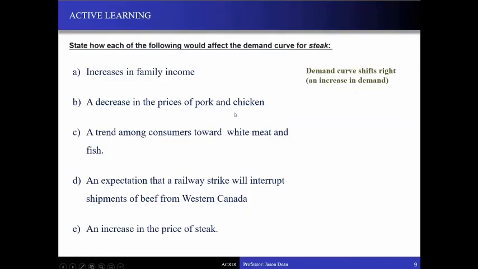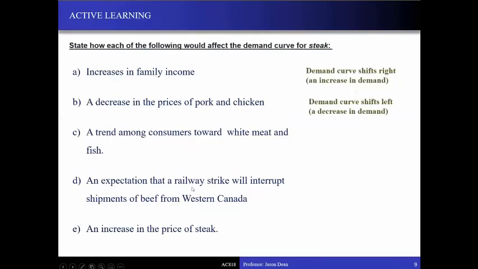But these are substitutes. So if substitutes become cheaper, what happens to the demand curve for steak? Demand decreases, the curve shifts left. Yeah, exactly. It would shift to the left because now there are substitute goods that are cheaper, and so people may substitute away from steak and buy those other goods.